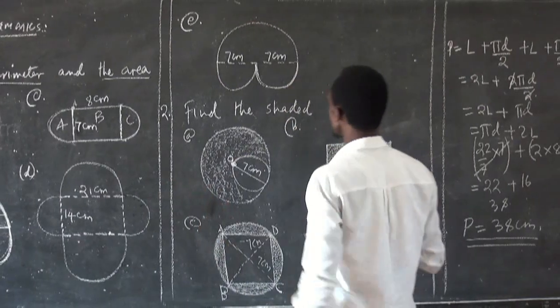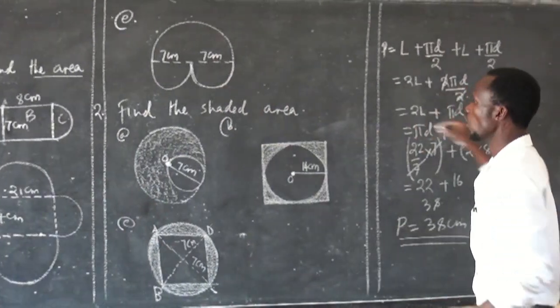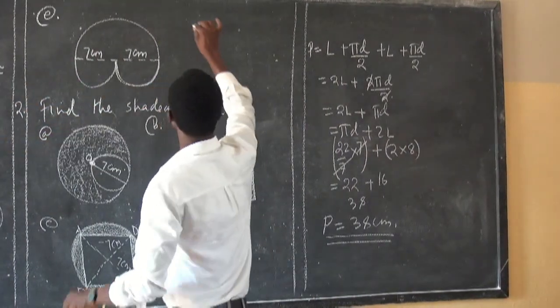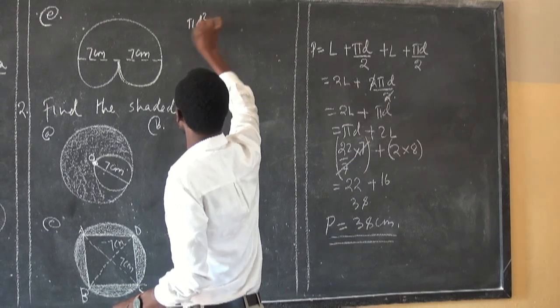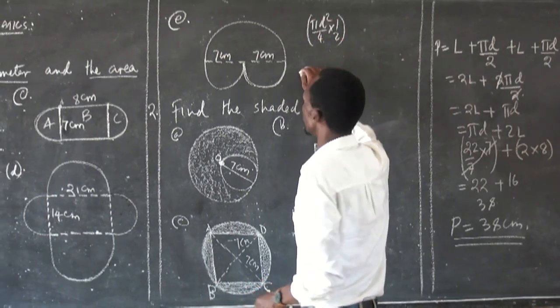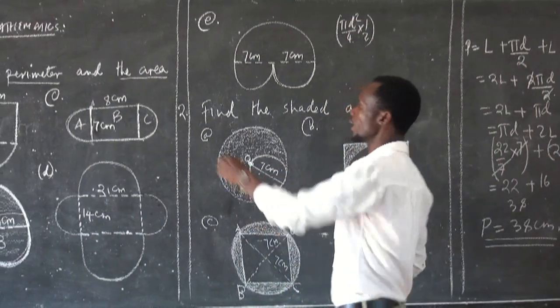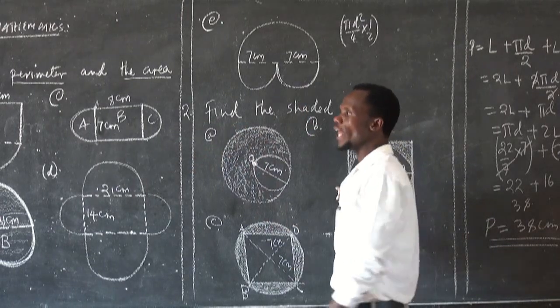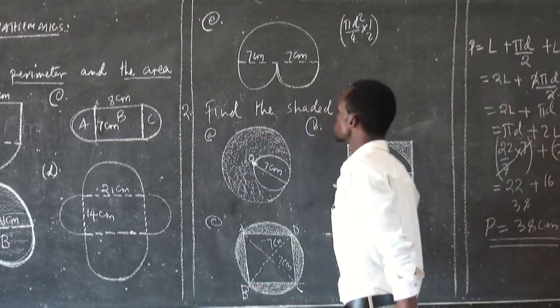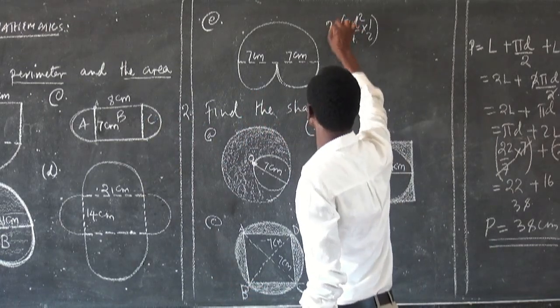Now the area of the semicircle, we can do it here. The area of the semicircle is pi d squared over 4 times 1 over 2. Why times 1 over 2? That is the half of the circle. But how many are there? We have 2 parts which are called semicircle. So also we have to multiply by 2.